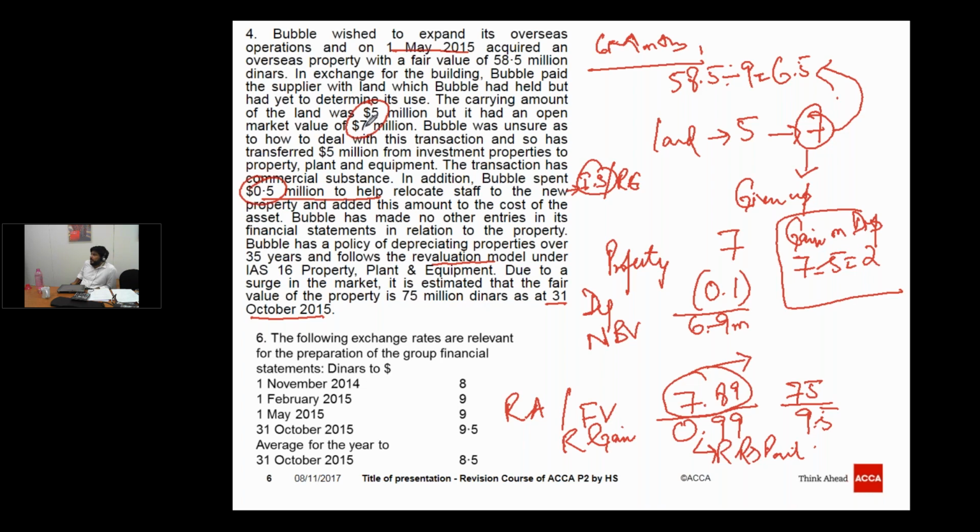The 0.99 can be recognized in another component of equity as well. There is a question that the 0.99 goes to the other component of equity. So you can recognize this in other component of equity, or you can open a revaluation reserve account for this.